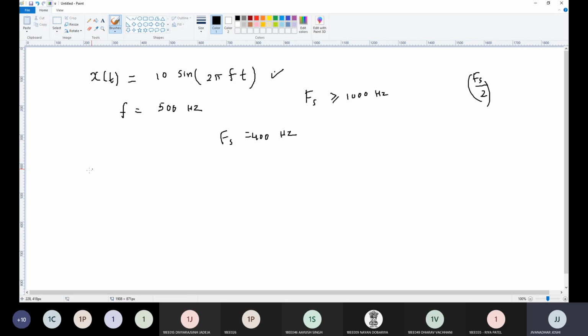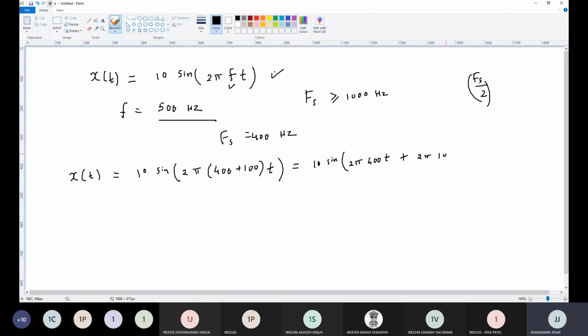Okay. Now let me write down this signal again. X of t equal to 10 sine 2 pi. Now I know that the frequency f is 500 hertz. So I may write 500 over here, or I may also write 400 plus 100, because 400 plus 100 is 500. Can I do this? Say yes or no. Am I allowed to do this? 400 plus 100? Is it mathematically and theoretically possible? Yes, it is possible. So now if I expand, then I can write it as 10 sine 2 pi into 400 t plus 2 pi into 100 t.